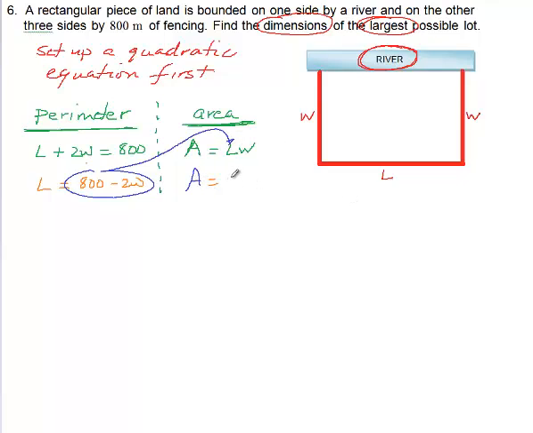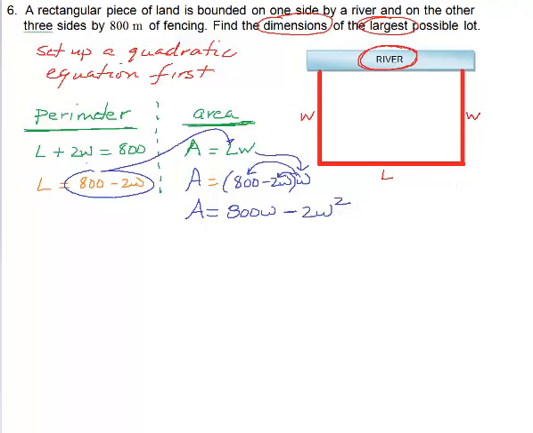So A equals L, which is 800 minus 2W, times the W that's already there. So there's our equation. No, still doesn't look like a quadratic. No squared term there yet. But watch, when we do the distributive property, we get 800W minus 2W squared. Now there's our squared term.